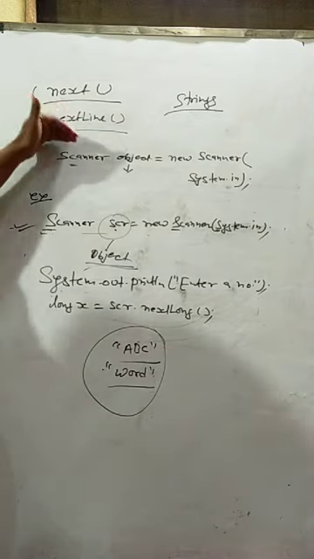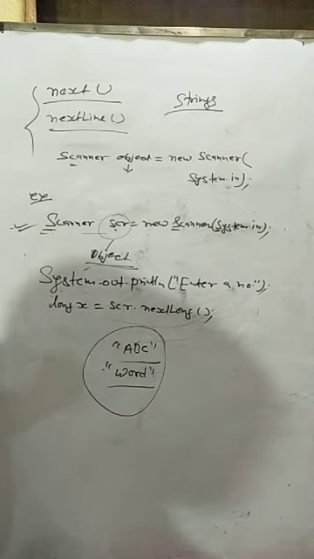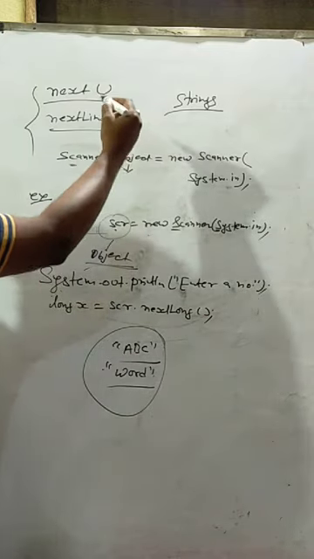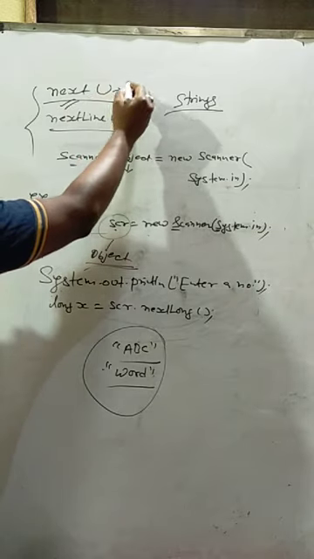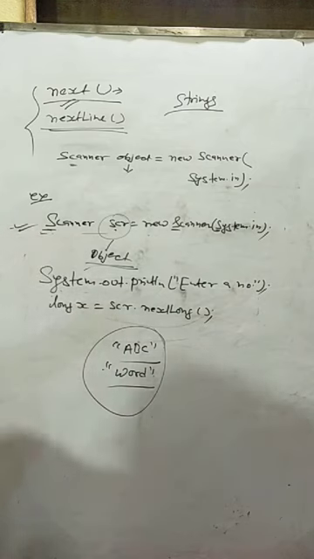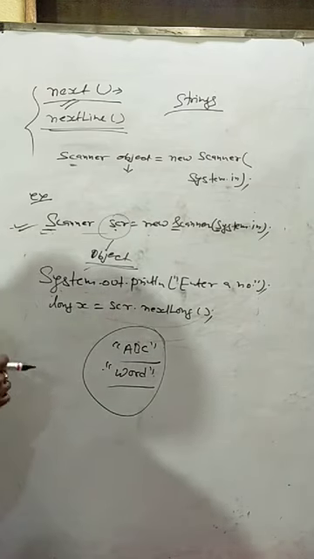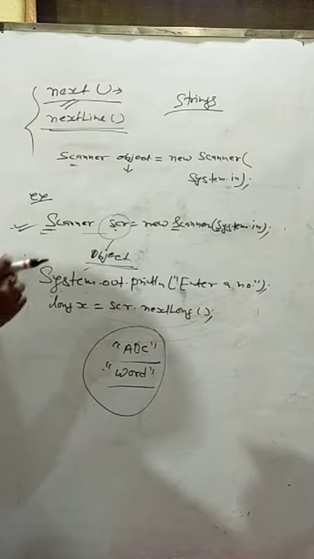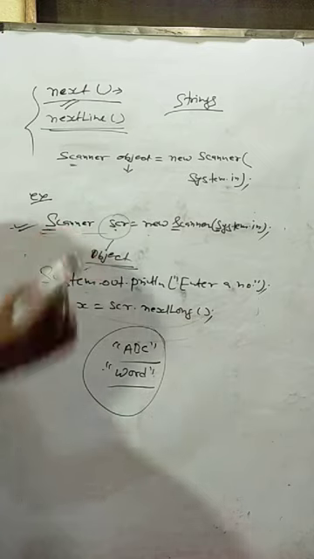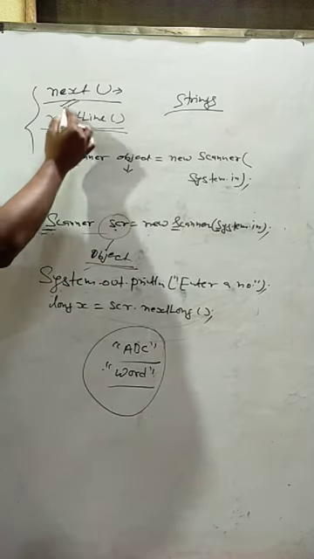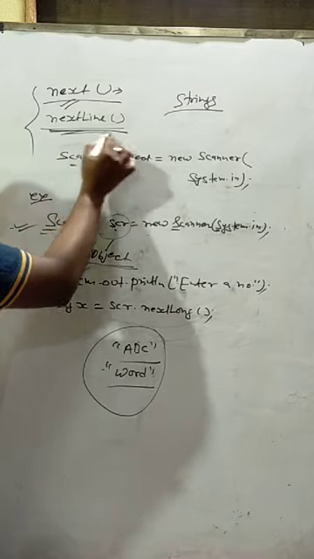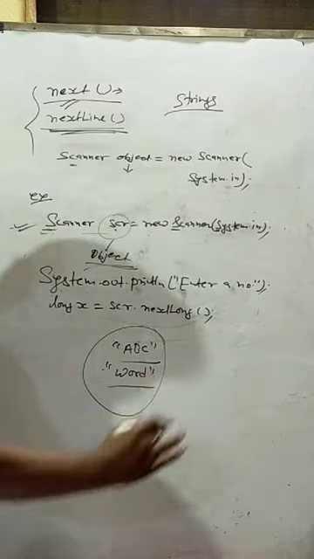Basically, the next or nextLine function is used to input strings, that is words. So why are there two functions here? One function, next, is used to input words only, and the nextLine function is used to input a sentence. If we try to use the next function to accept a sentence, it will accept only the first word of the sentence, while the nextLine function is used to store the complete sentence.